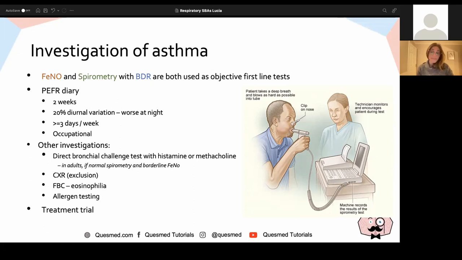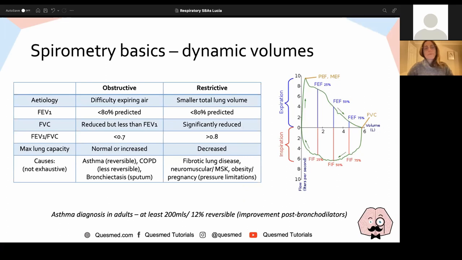So we've mentioned spirometry. I'm not going to go too much into it because you could spend hours talking about lung volumes. But really, when we talk about asthma, we're interested in the dynamic lung volumes. If you remember the static and dynamic lung volumes that you can measure, the dynamic lung volumes are the ones that are affected by the speed of airflow. So here we're really talking about the forced expiratory volume in 1 second, FEV1, and the FVC, forced vital capacity.